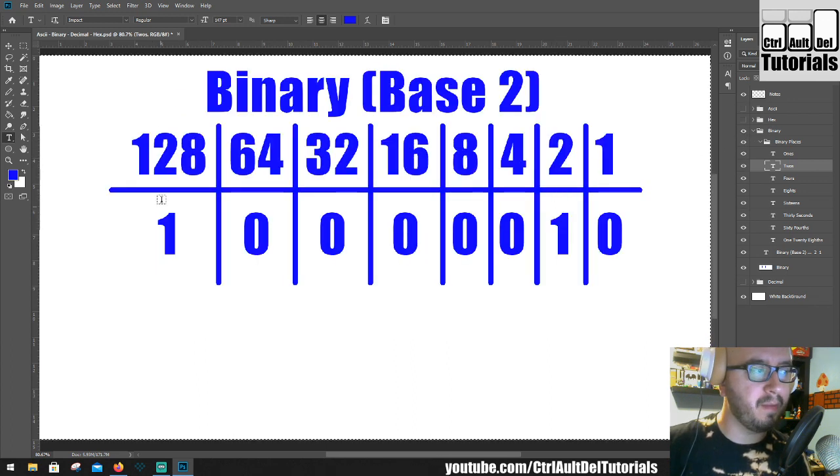So I add up my numbers here. 128, I have 1 of those. I have none of these. I have 1 two. 2 plus 128 equals 130. Okay, I tried to do that for easy math and I still screwed it up anyway.